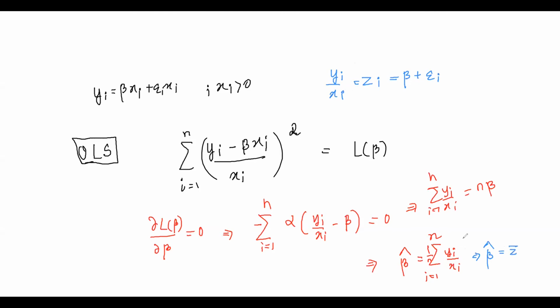That is the mean of yi by xi, because the essential equation is yi by xi equal to beta plus epsilon i. This is the most important part of the understanding of the whole video. Okay, so let's go on to the next part, the MLE part.